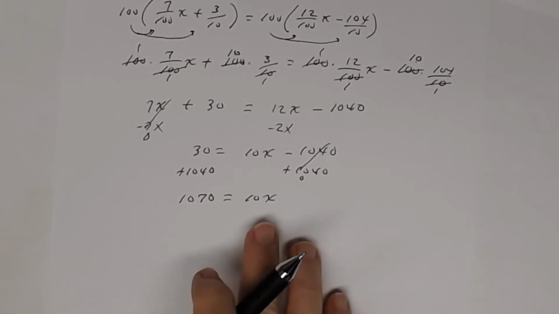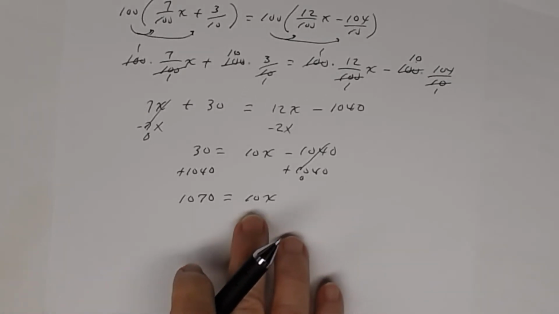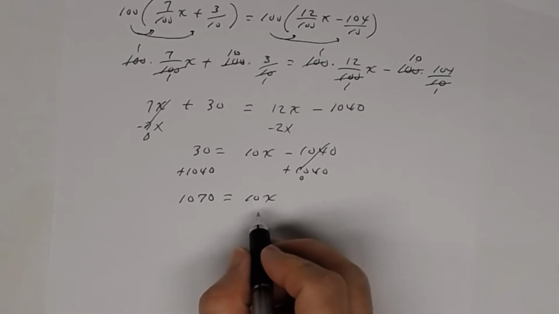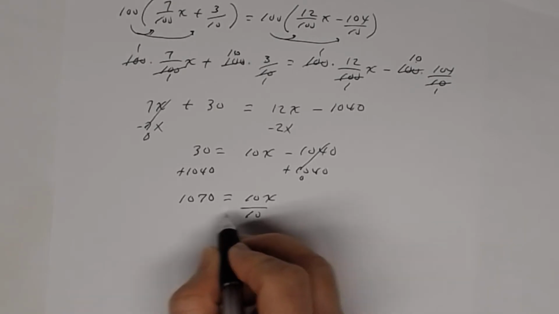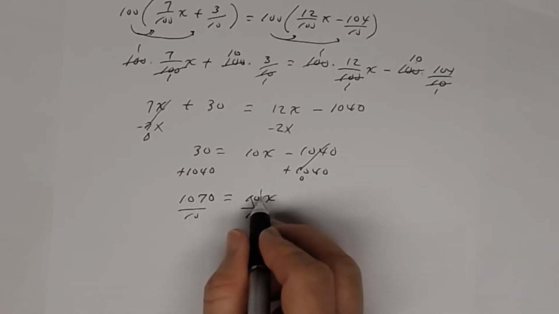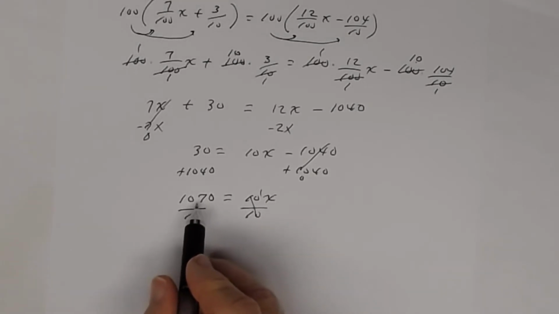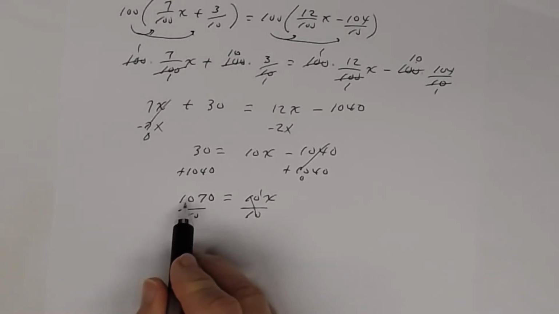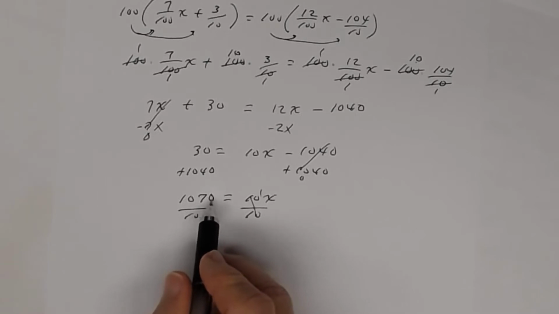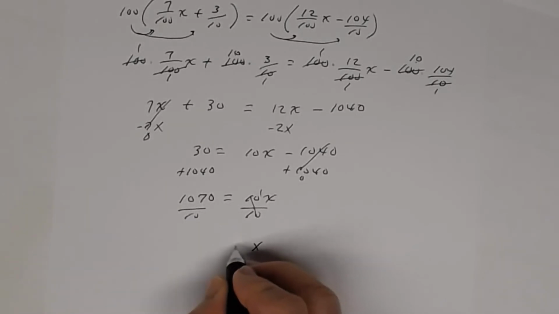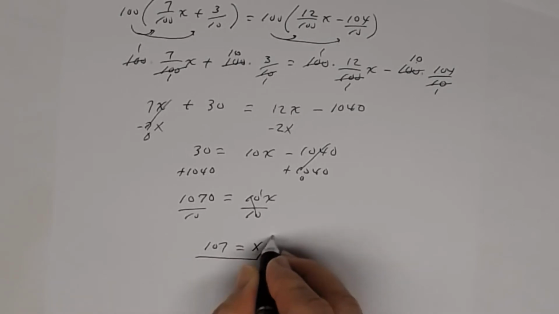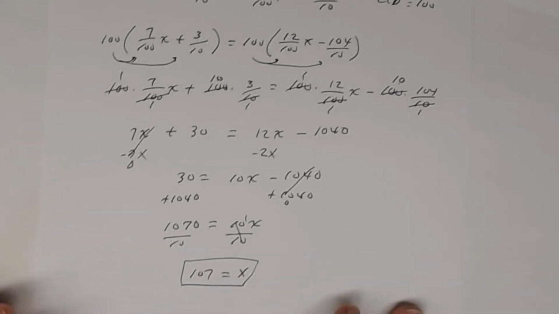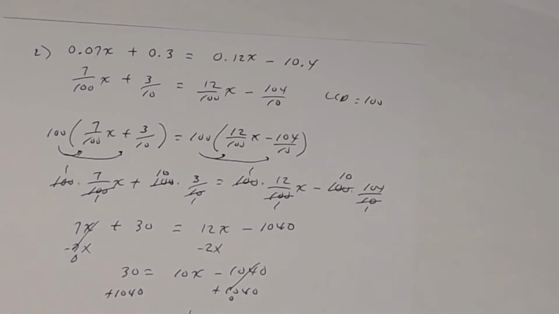And then finally, dividing both sides by 10, I get this. Now, since I'm dividing by 10, this is going to be easy. I don't need a calculator for that, because I know that 1070 divided by 10 is just 107. So I get x to be 107. And that's it. So that's number 2. So fairly simple, right? Not difficult at all.